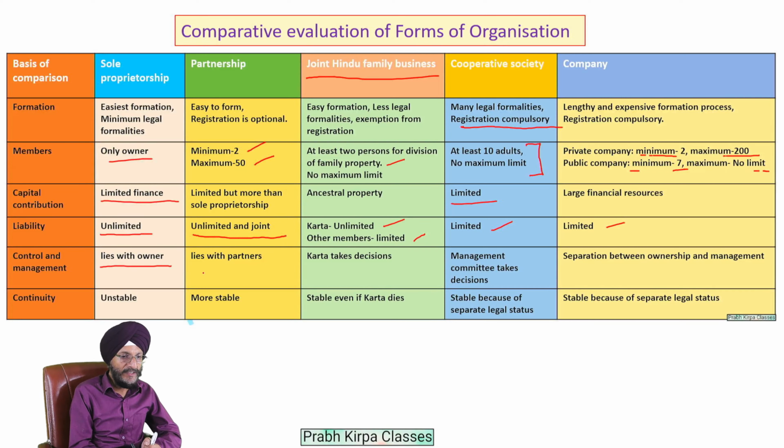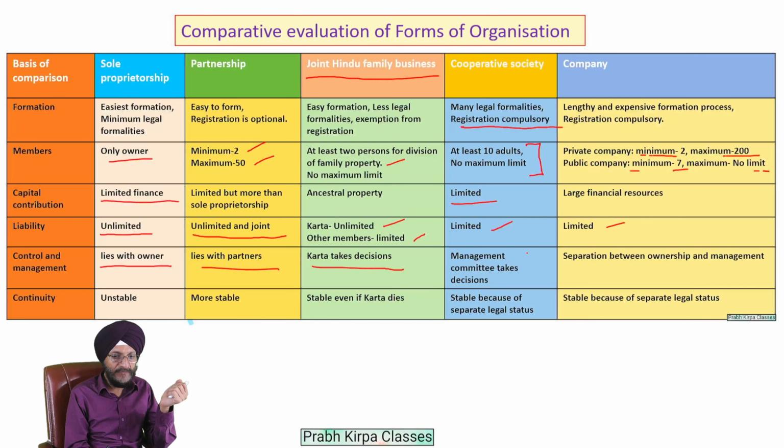In the case of partnership, control and management lies with the partners. In the case of joint Hindu family, Karta takes all the decisions on behalf of all the members. In the case of cooperative society, there is a management committee which takes all the decisions.